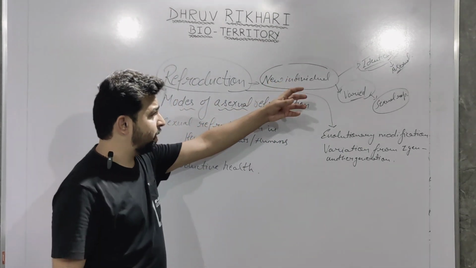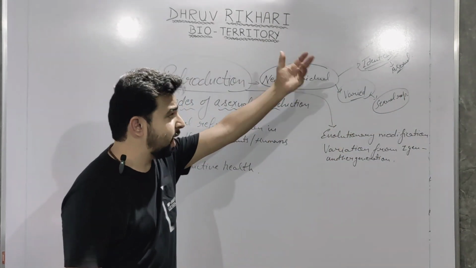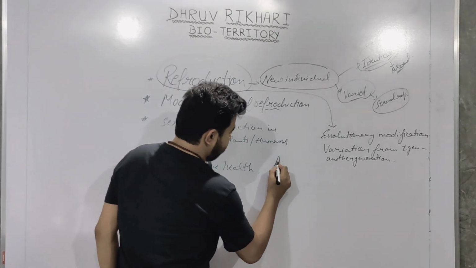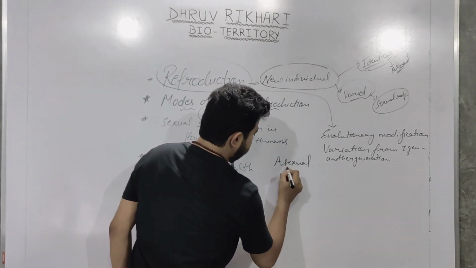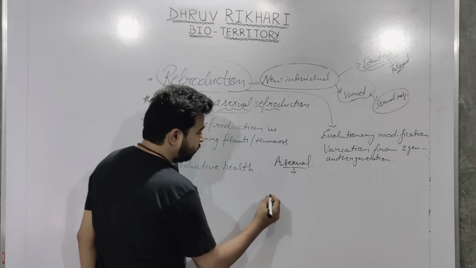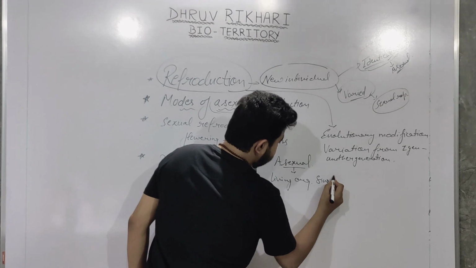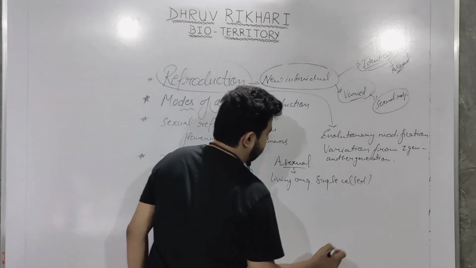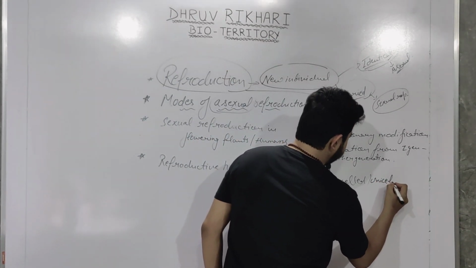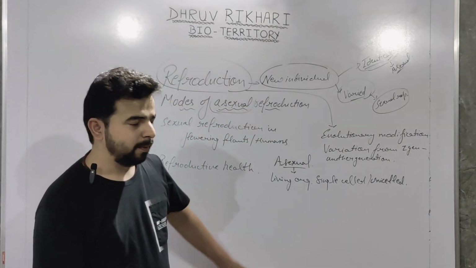Now we will discuss the modes of asexual reproduction. I told you identical copies are formed when there is an asexual mode of reproduction. Asexual reproduction takes place in living organisms that are single-celled or unicellular, having a very simple form of organization, like amoeba, bacteria, and all prokaryotes, right?